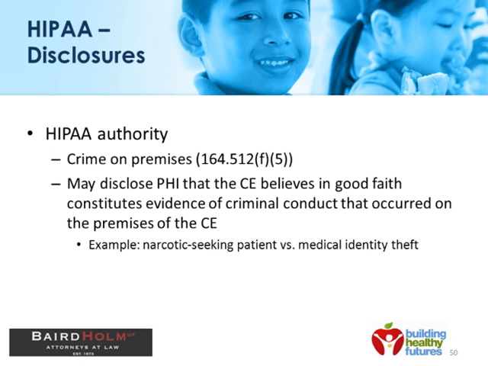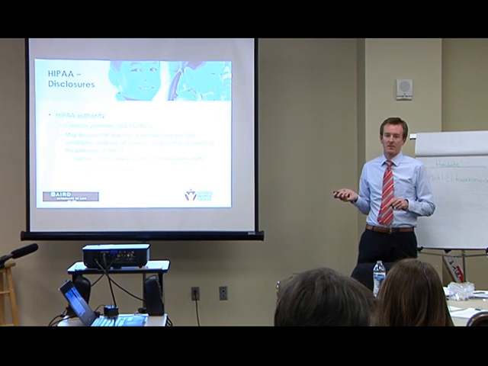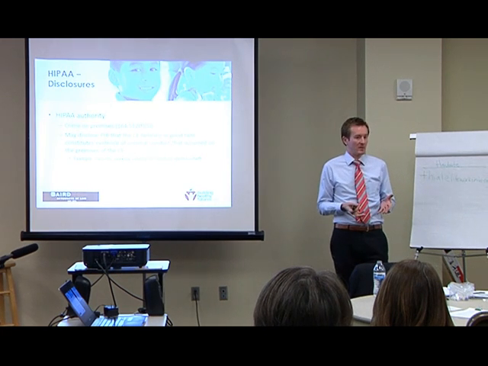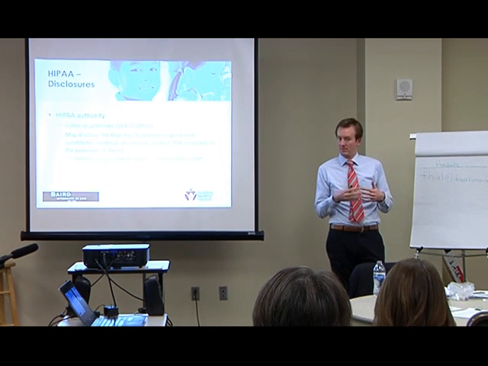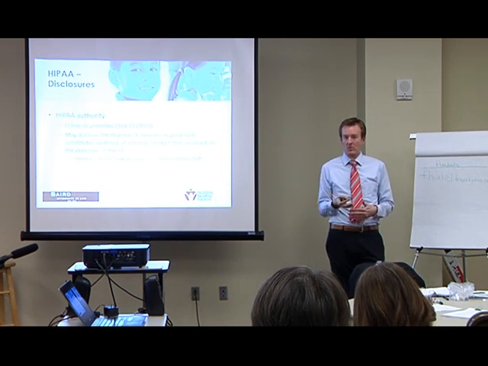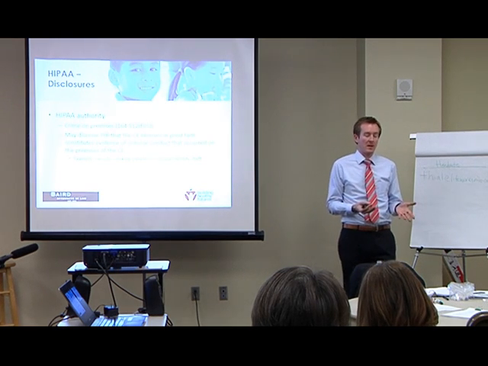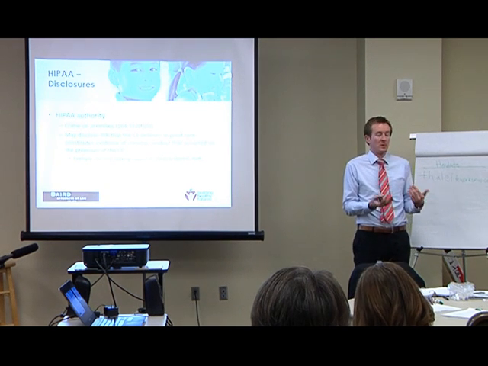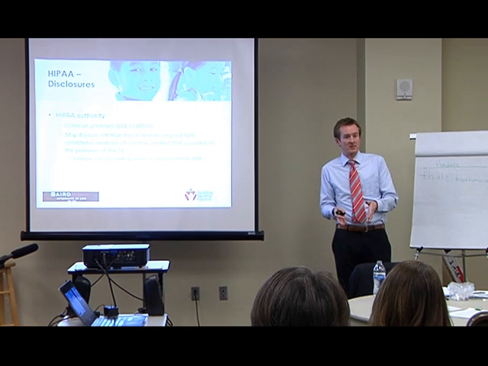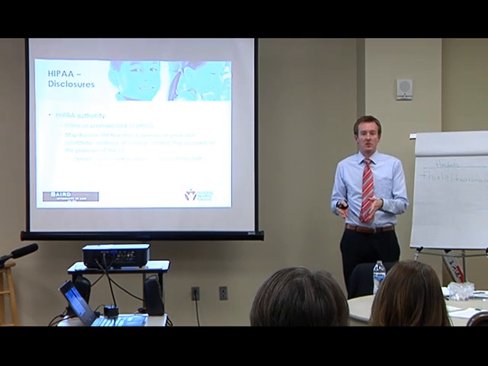First of all, crime on premises. You can disclose PHI if you believe in good faith that there's a crime that is occurring or has occurred on your premises. For example, I say the narcotic-seeking patient versus medical identity theft. If you're in a community that has a lot of immigrants, they may show up trying to use someone else's identity because they don't have insurance and they want to use someone else's card or information in order to obtain services. You arguably have medical identity theft, a crime. I don't know, in our state it's a crime, I don't know in your state if it is, but you have a crime being committed on the premises. You can call law enforcement to tell them that this crime is being committed.